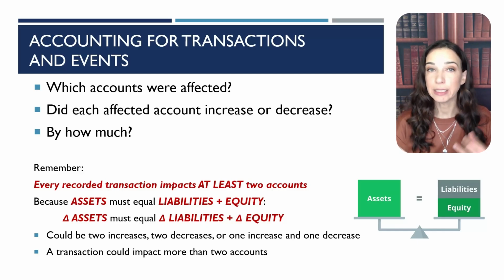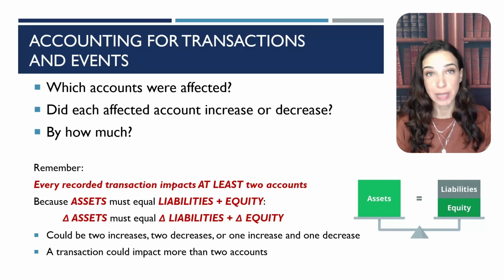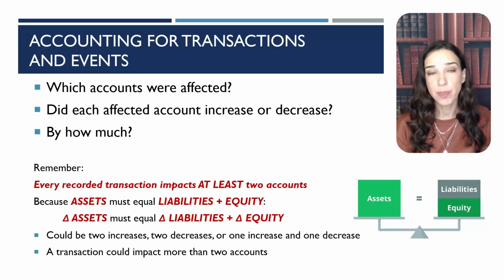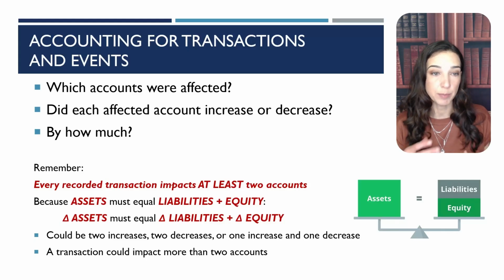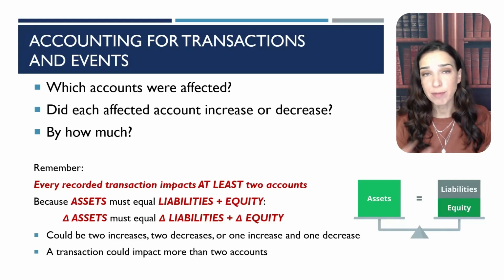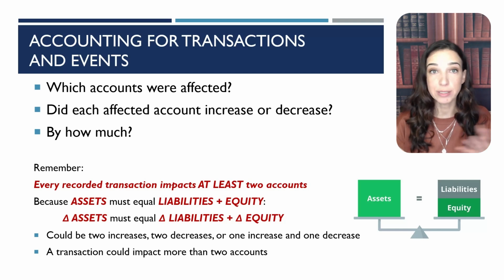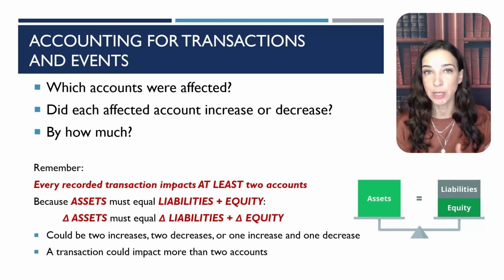Second, did each affected account go up or go down? Both are possible. And third, by how much? What is the actual dollar magnitude of the impact? Now, there's a couple of things that we're going to keep in mind. Number one, every transaction has to impact 2 accounts. If I ask you what is the impact of a certain transaction and you say, well, cash went up by $1,000. I say, okay, and what else? And you say nothing. That can't be right.